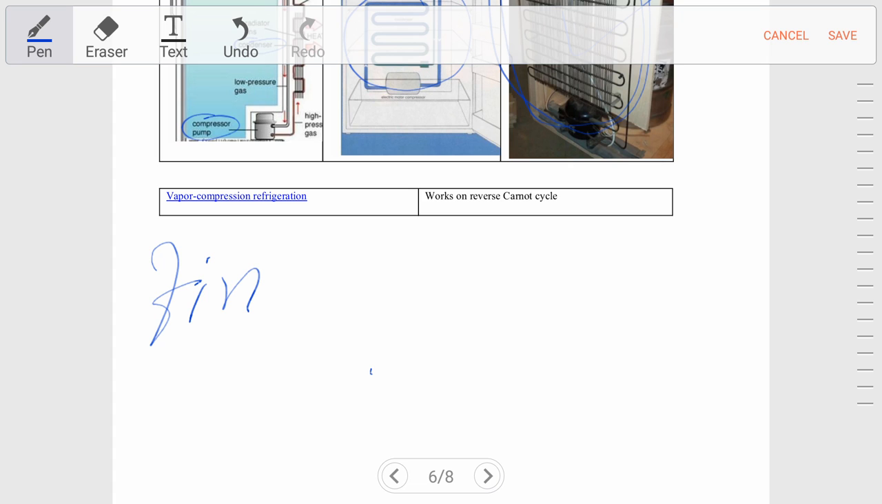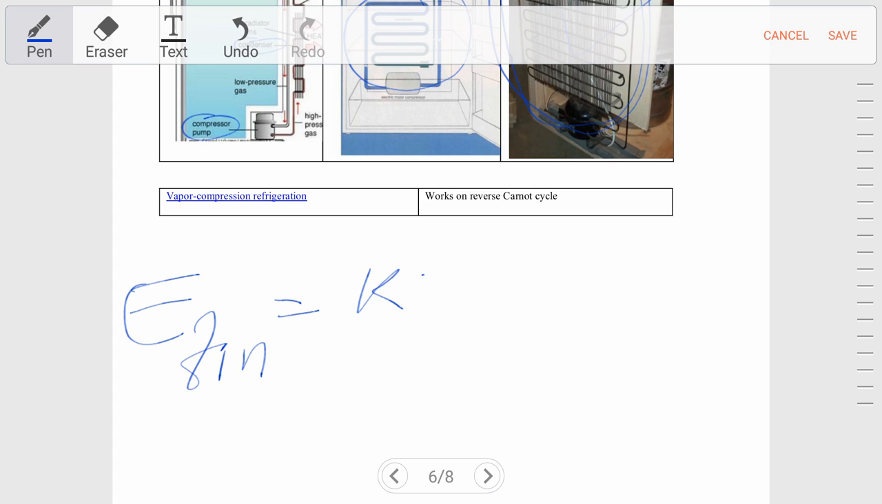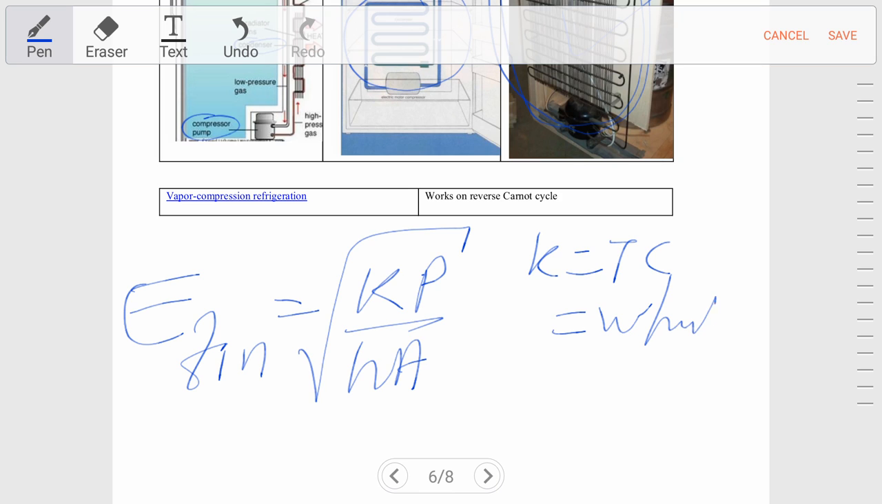Now for fins, there are 2 points we have to remember: effectiveness of fin and efficiency of fin. So let's discuss very quickly what is the effectiveness and what is the efficiency of a fin. The equation of effectiveness of fin is square root of kP by hA. Now over here k is the thermal conductivity, unit is watt per meter Kelvin, h is the heat transfer coefficient, watt per meter square degree Celsius, and A is the area. And P is equal to dA by dx.